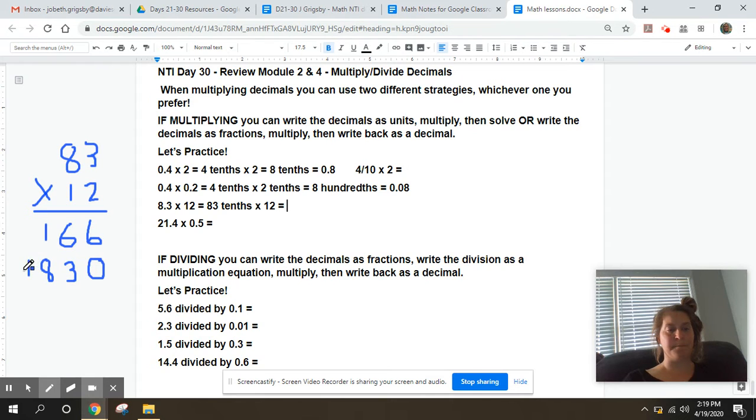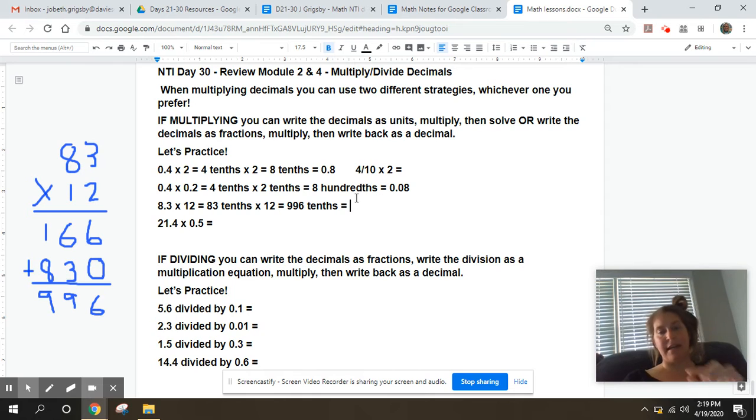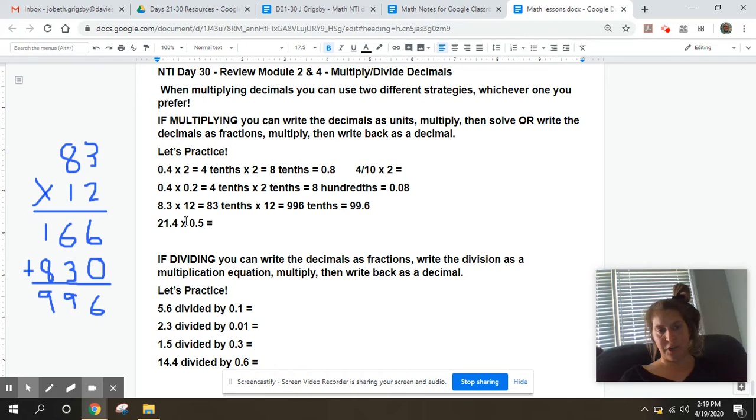And now we're going to add. 6 plus 0 is 6. 6 plus 3 is 9, and 8 plus 1 is 9. Okay, so I end up with 996, and I only have tenths still, so tenths. Now, remember, we want to end by writing that back as a decimal. So 996 tenths would put the digit 6 in the tenths place, so I would end up with 99 and 6 tenths. Okay, so again, you can pause, and I know I had you solve both of them, but if you only solved one, go ahead and pause and try to do the same thing there.